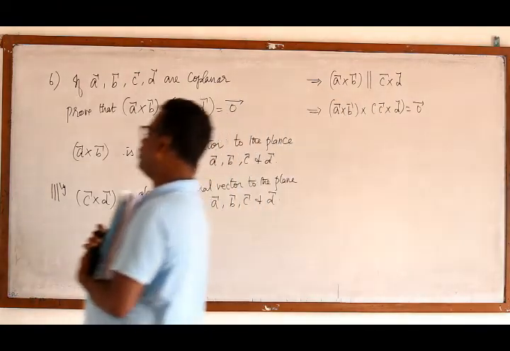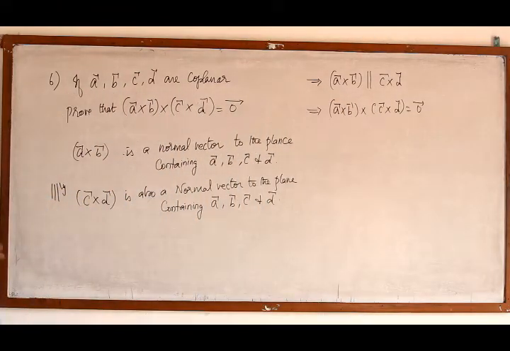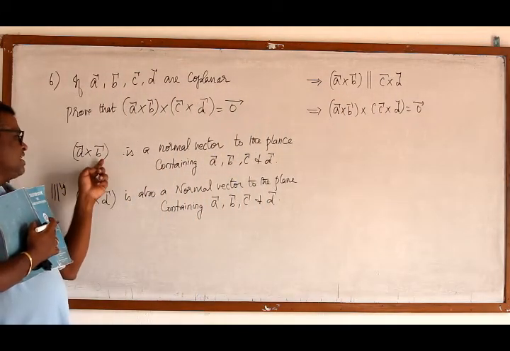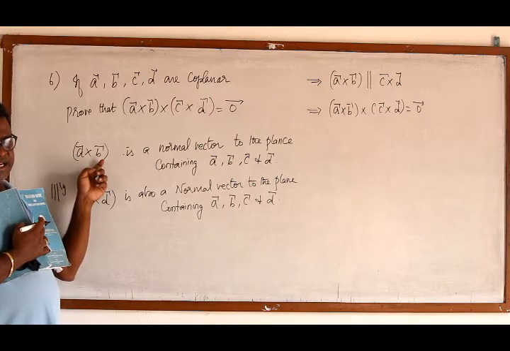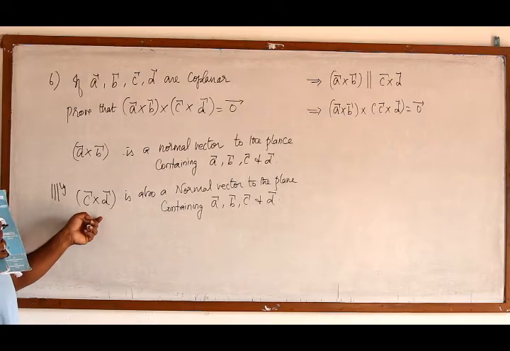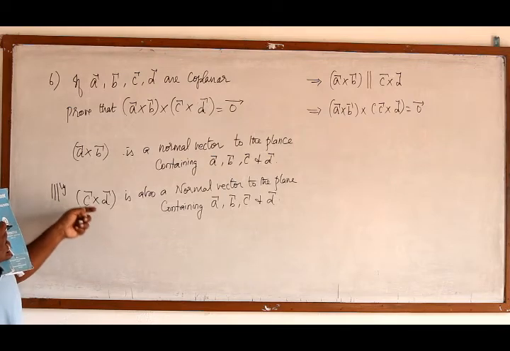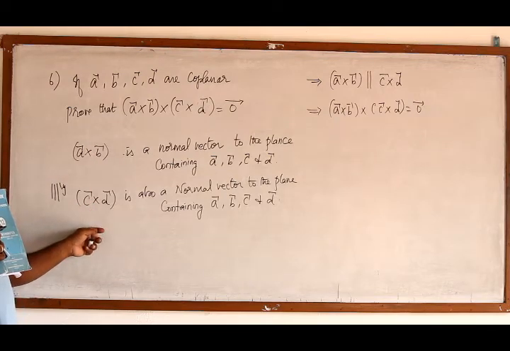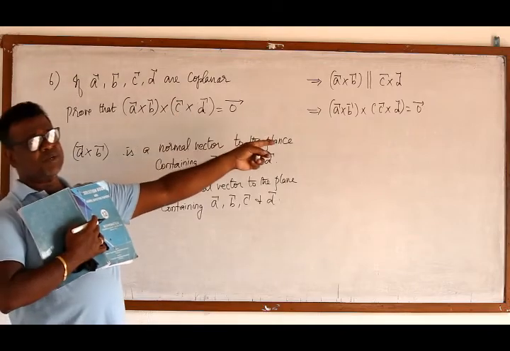So, no need of having too much of a proof. Instead, we can prove it like this. It is a normal vector, a perpendicular vector to the plane containing A, B, C, D. And this is also a perpendicular vector to the plane containing A, B, C, D. That means these two vectors are parallel vectors. That means their cross product is 0.